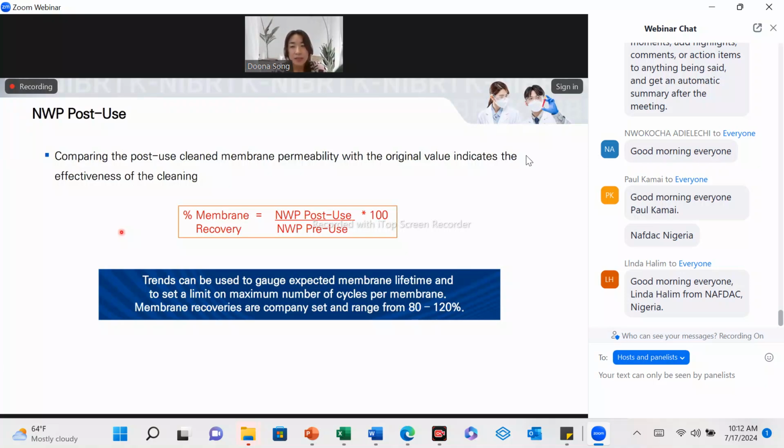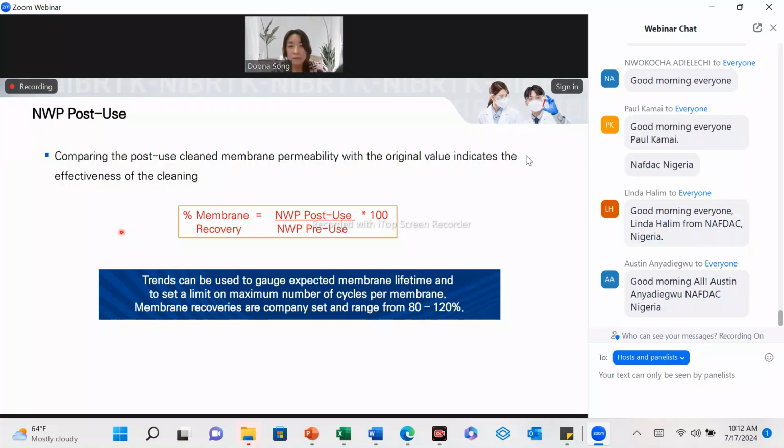By looking at this percent membrane recovery trend, we can estimate how long the membrane will last and decide how many times we can use it before we need to replace it. And different companies set their own standard for membrane recovery, usually ranging from 80% to 120% membrane recovery.